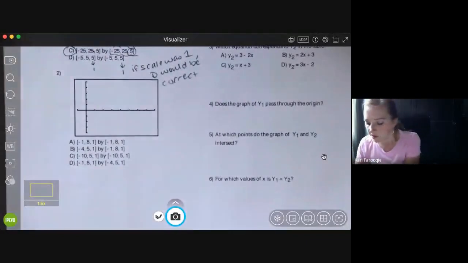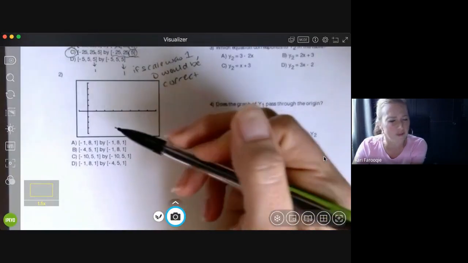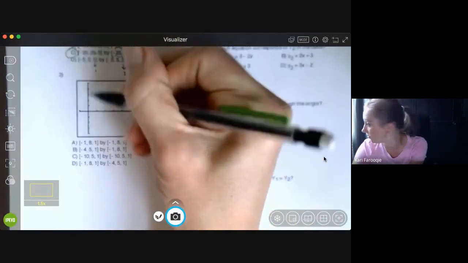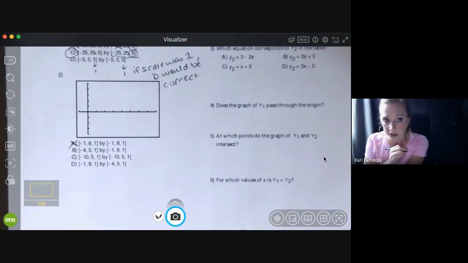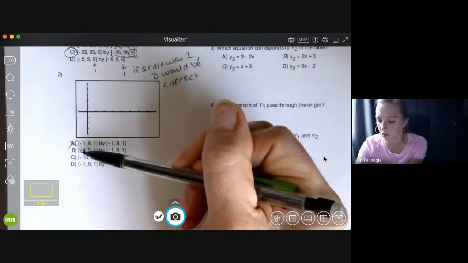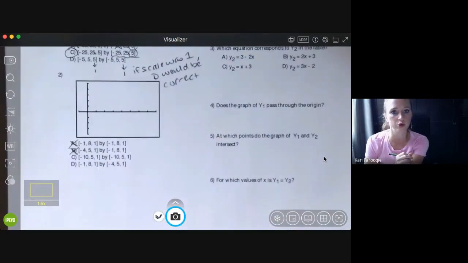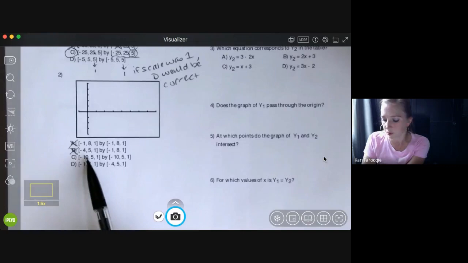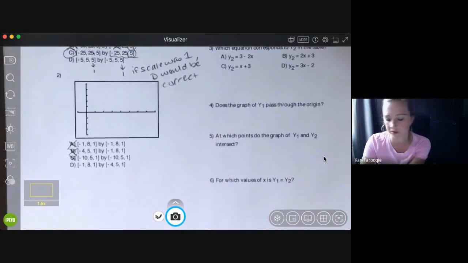All right, so A is no good because X does not go from -1 to 8. X does, but Y does not. Y clearly is not moving from -1 to 8. Now for B, remember this one's easier because the scale is always 1. B is saying that X goes from -4 to 5. That's not true. C is saying that X goes from -10 to 5. No. So you don't even need to look at Y if you can see what's happening with X.